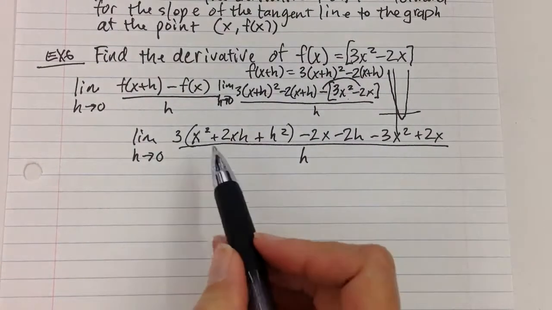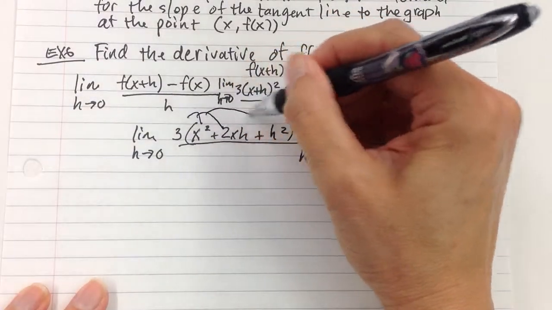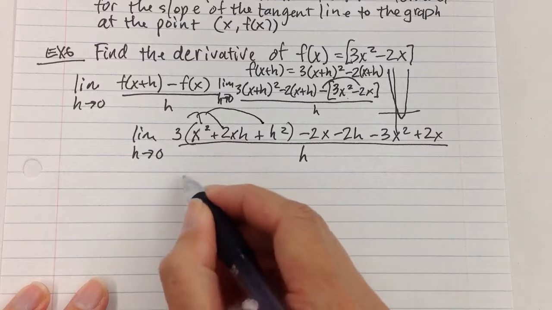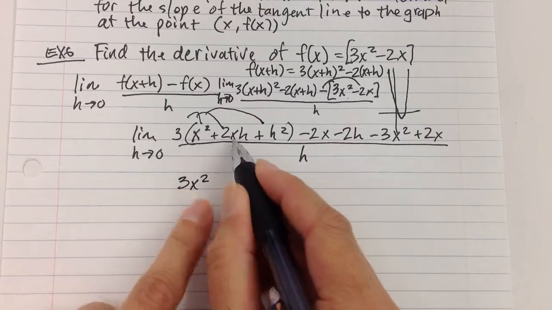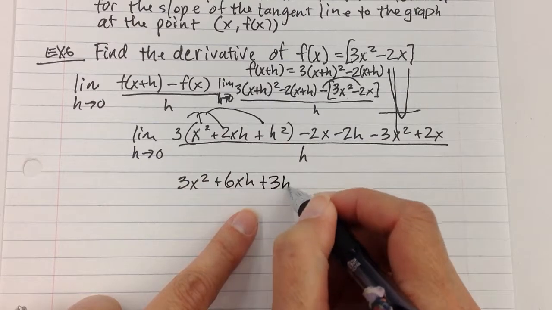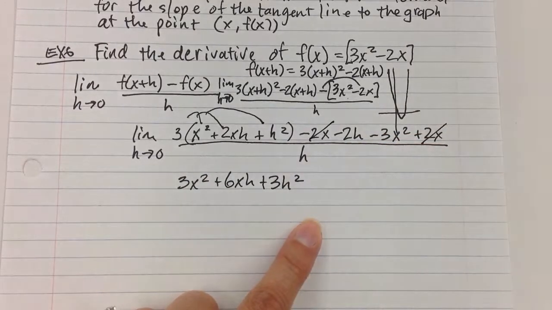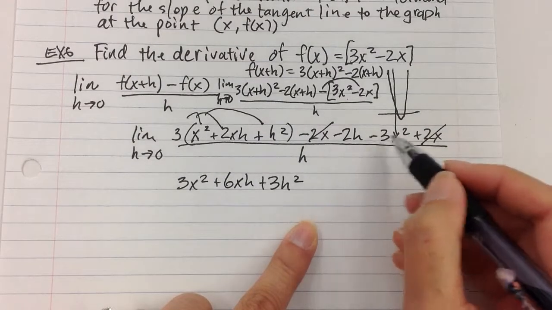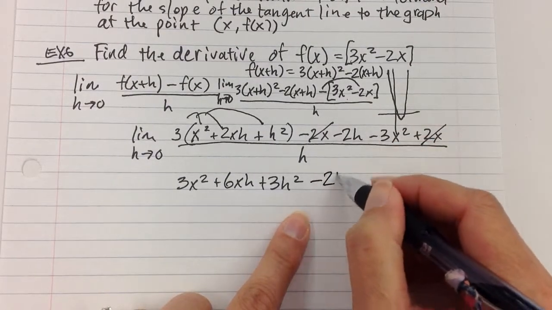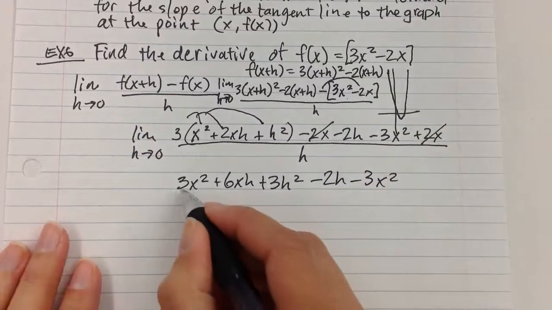So it's just a lot of things. It's not difficult. It's just multiplication. Multiply that out. Let's get 3x squared plus 6xh plus 3h squared. And can we get rid of this 2x and that 2x right there? Those go away. And then minus 2h minus 3x squared. So those two right there, all over h.